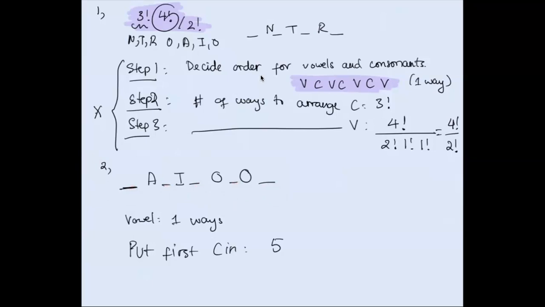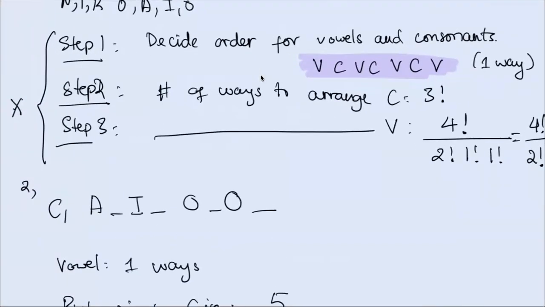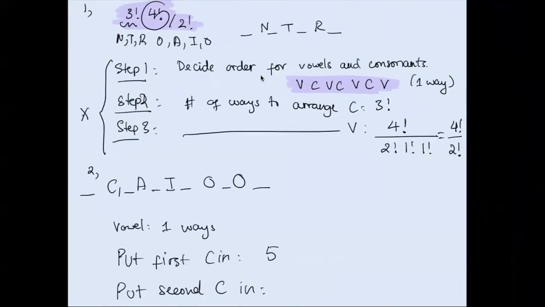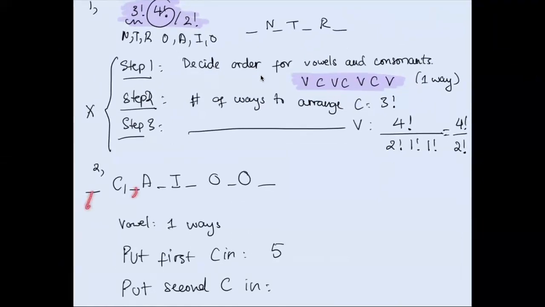And then once I put the first consonant in, let's say I put it in the first position here, I will have to find the position for the second consonant. Where can I put the second consonant? You will see that now we have 1, 2, 3, 4, 5, 6. 6 possible places to put the second consonant in. So we have 6 ways.